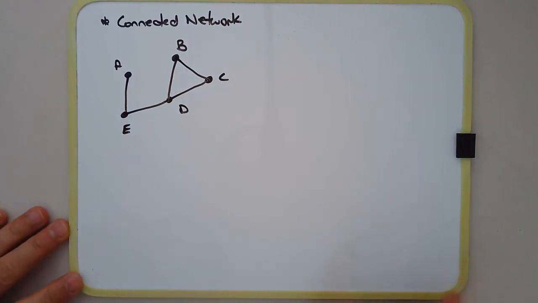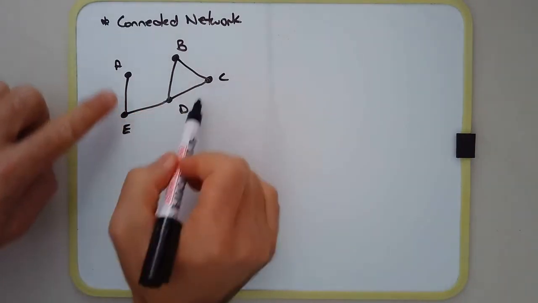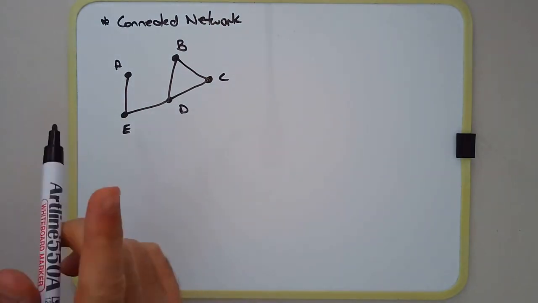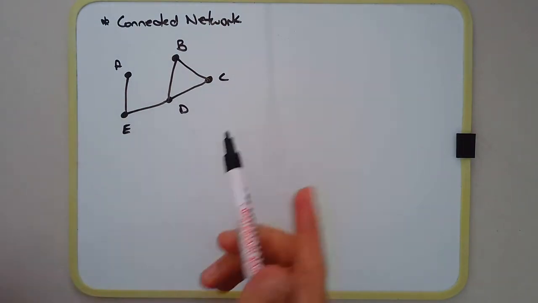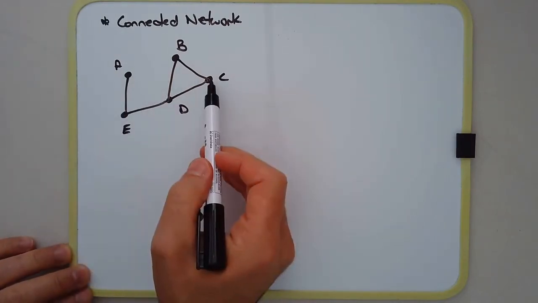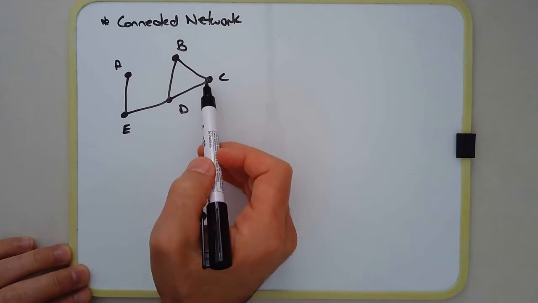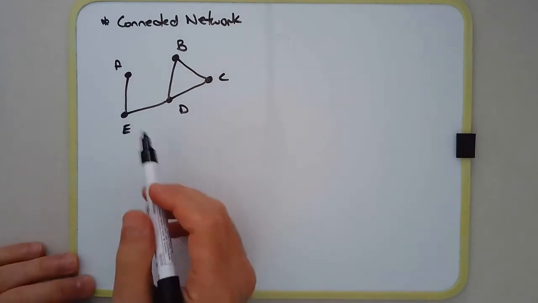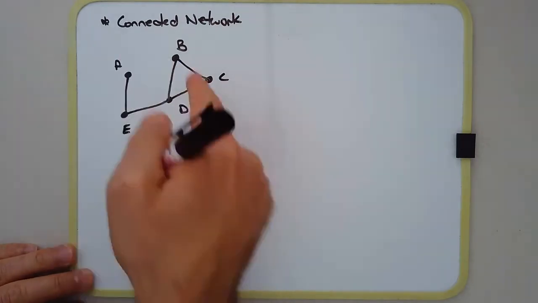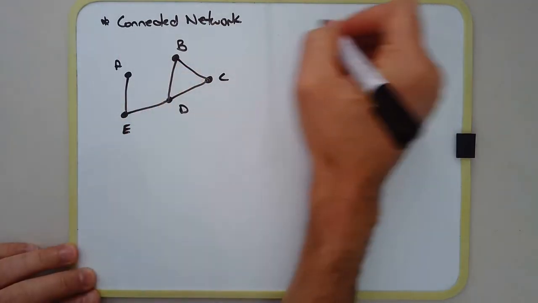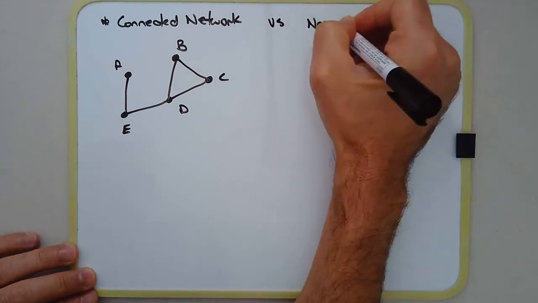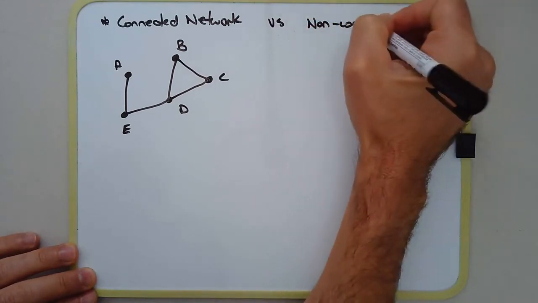A connected network means pick any two vertices. Is there a way to get from the first vertex to the second vertex? In other words, if I picked vertex A and vertex C, is there a way to go from A to C? Yes, of course there is. That's not always the case though. So this is what we call a connected network versus a non-connected or unconnected network.